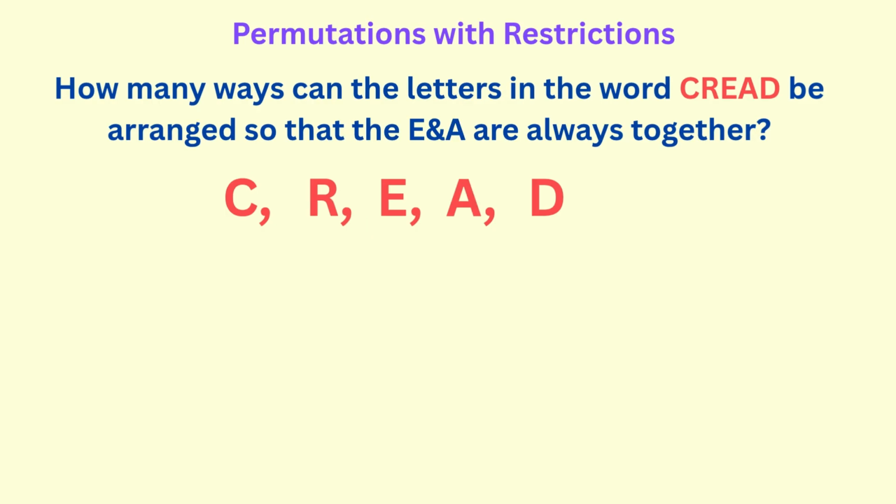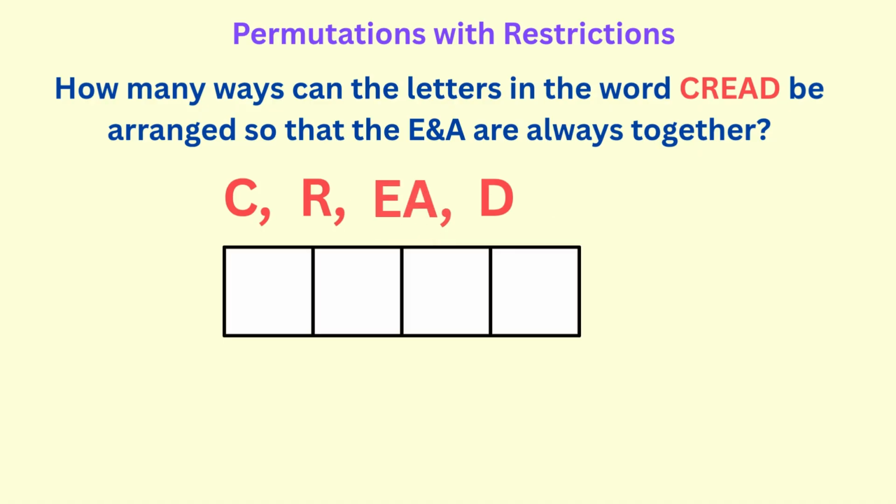Let's look at a variation to the problem just completed. Suppose we have the word cread, and we want to arrange its letters so that E and A are always together. We have 5 letters: C, R, E, A, D. Since E and A need to be together, we can treat them as a single unit, EA or AE. Now we have 4 units. Let's use the box method to represent each item.